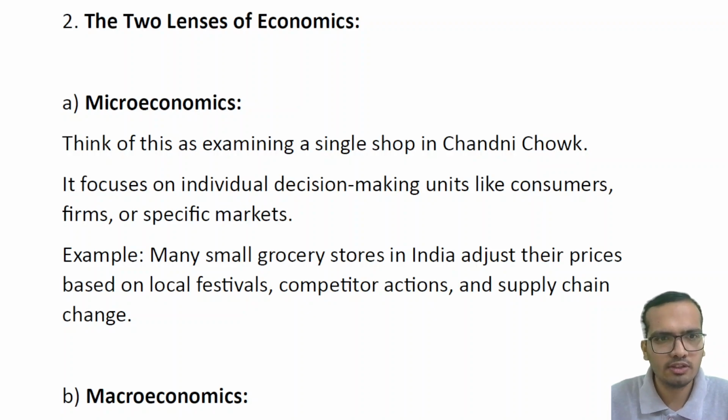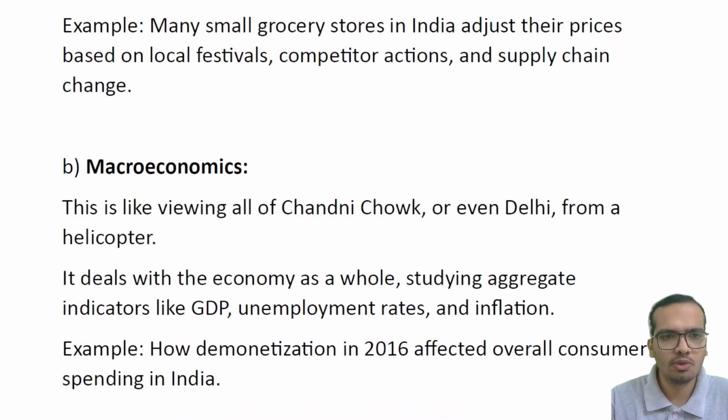I have given a short practical example which will help you understand the concept better. Many small grocery shops in India adjust their prices based on local festivals, competition and supply chain changes. You can see during Diwali or Holi festivals, or Raksha Bandhan, goods that are specifically sold during the season have prices a little bit higher, and when you ask for the same good later on, you can get it at a discounted price. So this is a part of microeconomics.